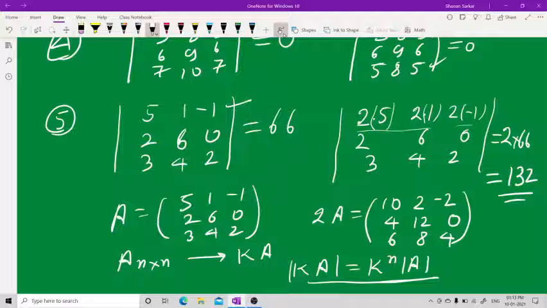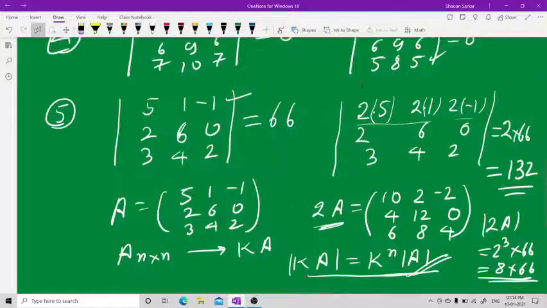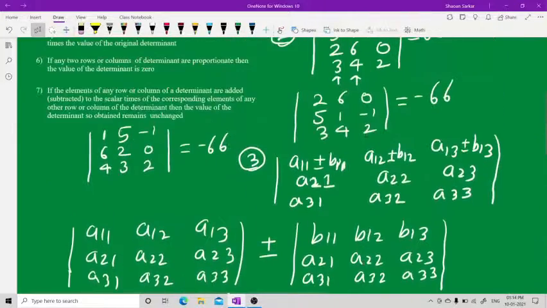In case you multiply a matrix with a number K, let me tell you, with the above example, suppose I took the determinant of 2A, then I would have got 2 cube into 66, that is 8 into 66. That is what is meant by this example, this one point. This is something very important. I'll again rewrite it later. Now we will see the sixth property.